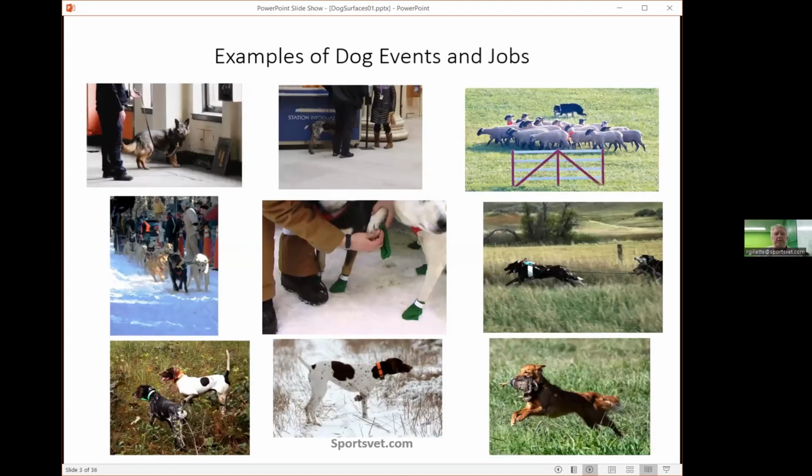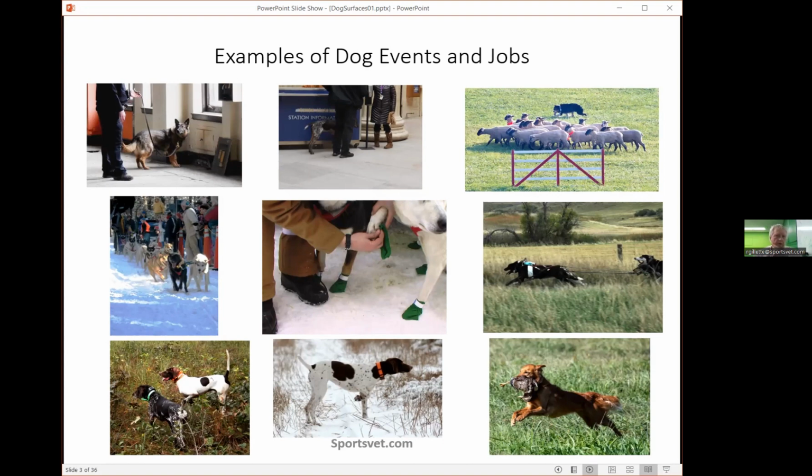So, some examples of dog events and tasks. I know a lot of times we focus on the racing surface, and certainly I did a lot of that with the racing greyhounds, but obviously every dog that walks around comes into contact with some sort of surface. That said, every dog that performs a task needs some way we can understand that paw-to-surface interaction.